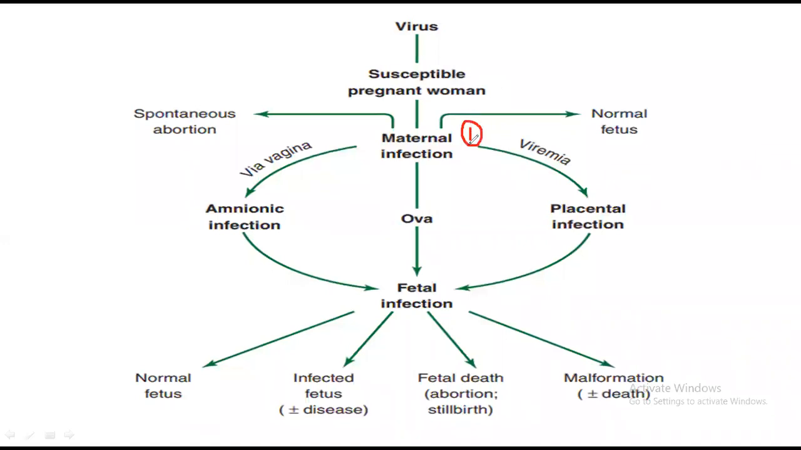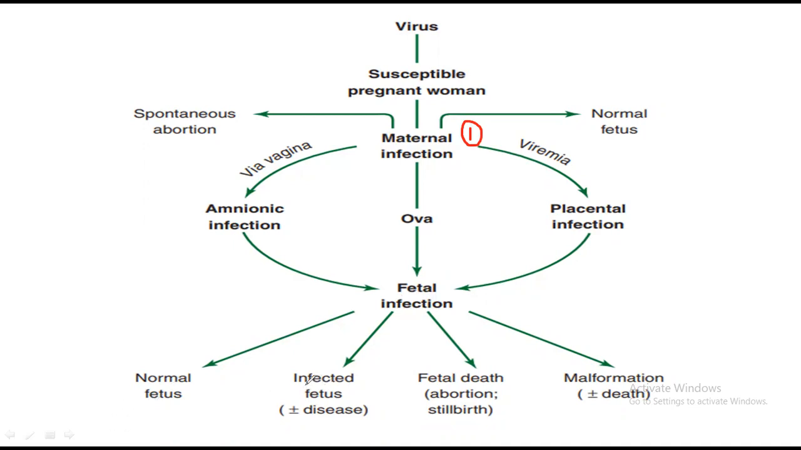And after that, the second one is that if there is fetal infection, there are four cases. In the first, the fetus can survive the infection, and the immune system present inside the fetus, although it is not that advanced, can kill the virus, and the fetus can be normal.